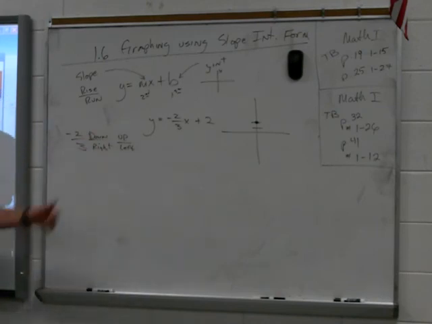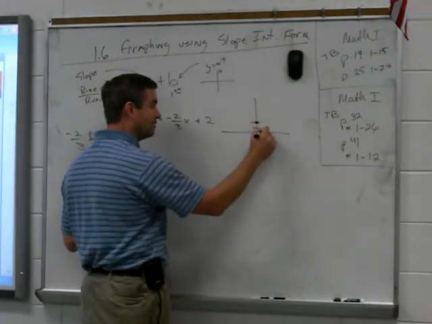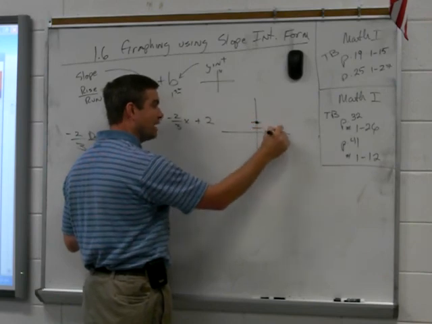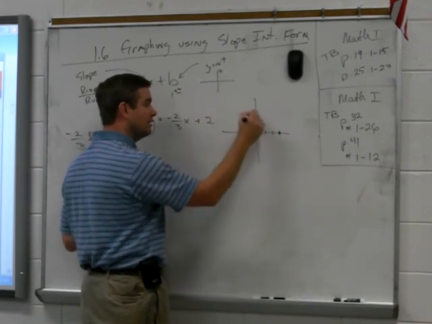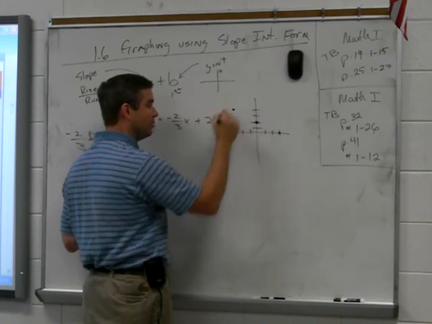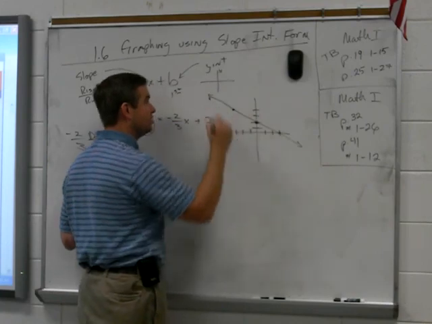I've already got my 1 point. If I do that and I do that, I'll be good to go. Okay, so here we go. Down 2 and right 3. 1, 2, 3. You put a dot. In the other direction, I would go up 2 and left 3. And there would be my point right there. Nice straight line, arrows on the end, and you're done.